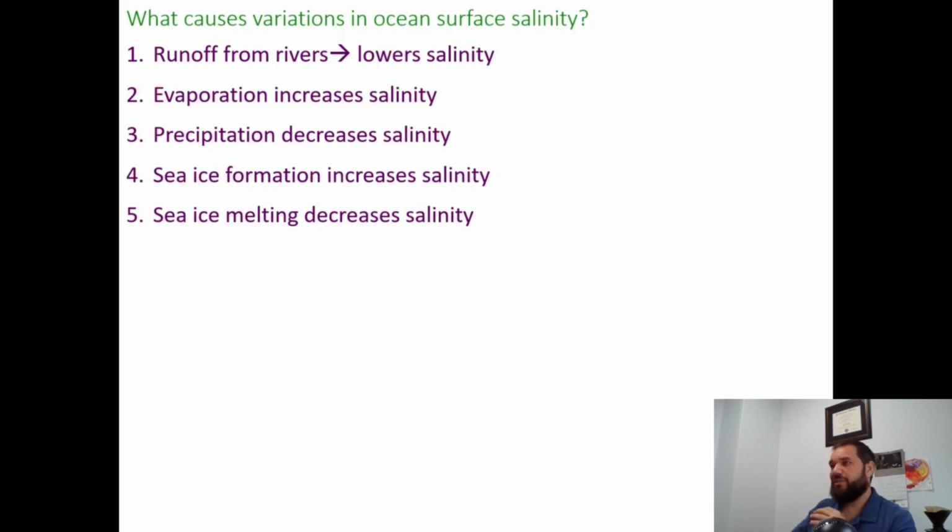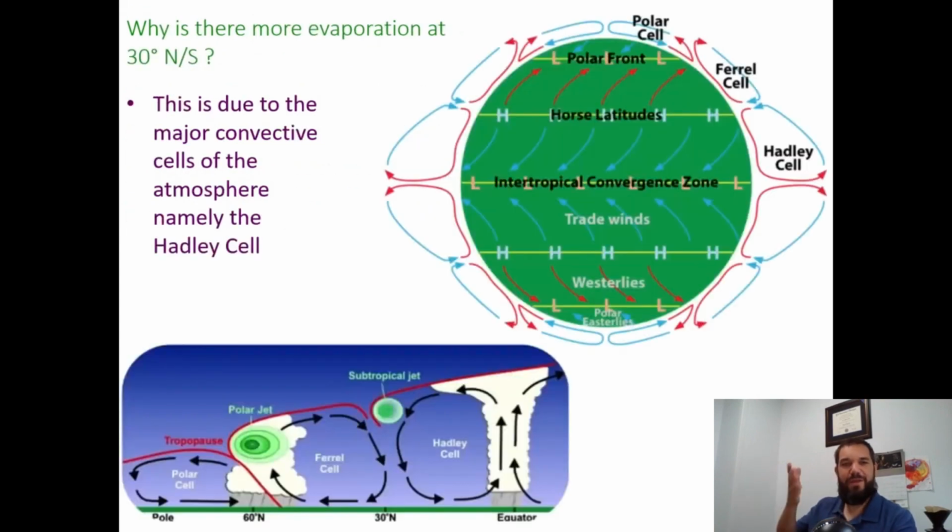For number 8, I was just thinking you would put runoff from rivers as one, and then put evaporation and precipitation as one thing, and sea ice formation and sea ice melting as another thing. Okay, because they're kind of two edges of the same sword.